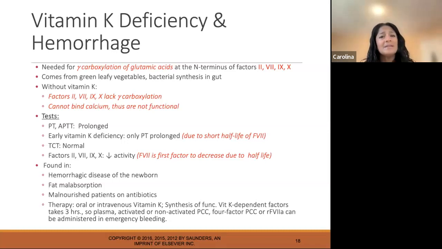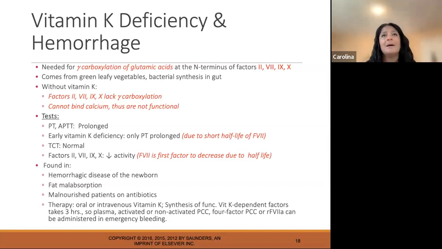So vitamin K deficiency can be found in different conditions. One of them is hemorrhagic disease of the newborn, so bleeding disease of the newborn. You can also see vitamin K deficiency in fat malabsorption. People may have a deficiency in which they can't absorb fats, and so they can't take in that vitamin K.